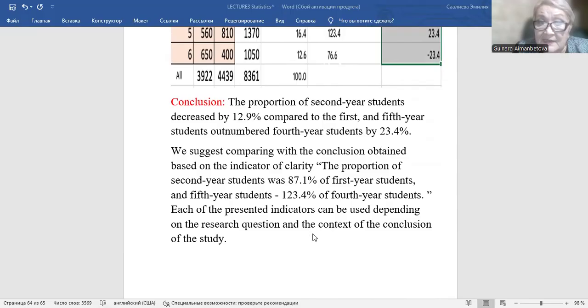Each of the presented indicators can be used depending on the research question and context of the conclusion of the study.